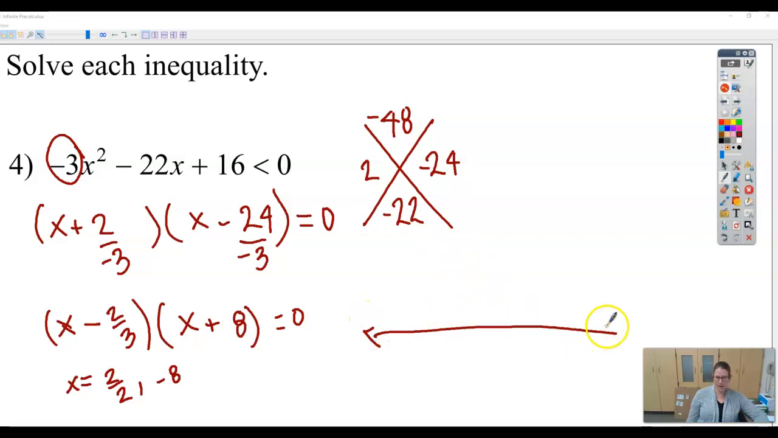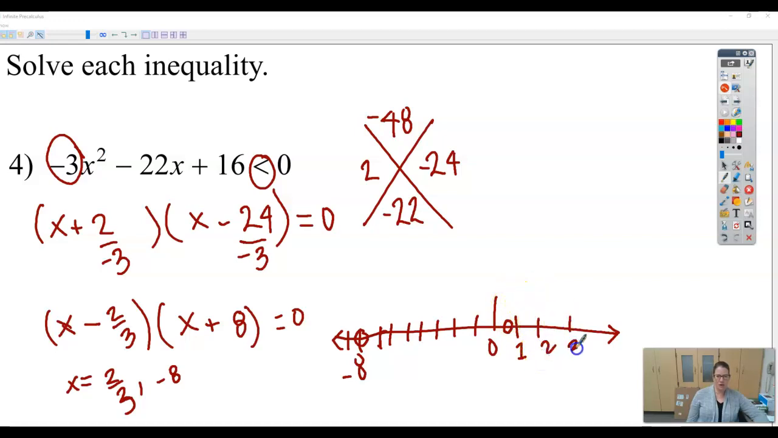But I'm just going to draw a one-dimensional number line here. So I've got 1, 2, 3, 4, 5, 6, 7. Oops, I didn't make my number line long enough here. So here's -8, so I'm going to circle that with an open circle because my inequality doesn't have an equal sign. And then, whoops, I accidentally put a 2 on the bottom. So 2/3, if this is 1, 2/3 is about right there. Again, with an open circle. So that just divided my number line into 3 pieces.